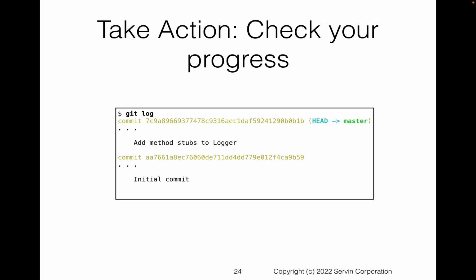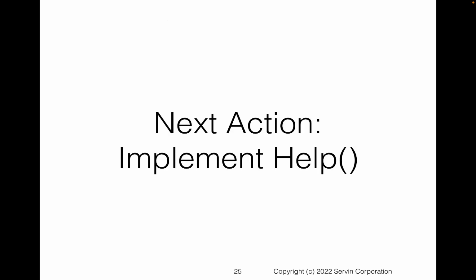Then we can check our progress if we do git log. Notice we've got two check-ins. We've got two commits. The first one was, of course, the initial commit, and the second one is the add method stubs to Logger. This is very important because it's showing the interview person you know that keeping this trail of your changes is important. Notice there at the top right of that, it says HEAD is master. That means the head of your source tree is pointing to what's called the master branch. Okay, you've made two good steps, two good milestones.